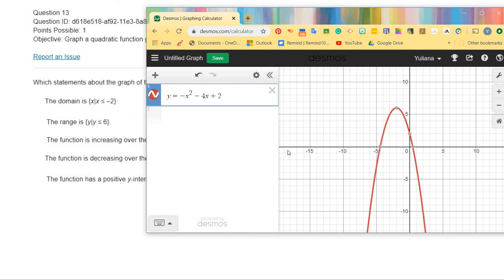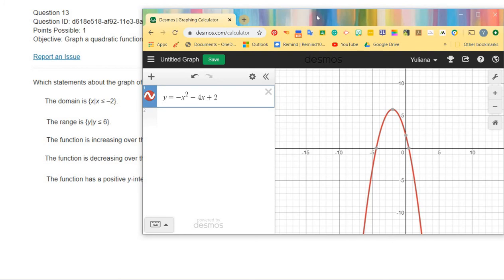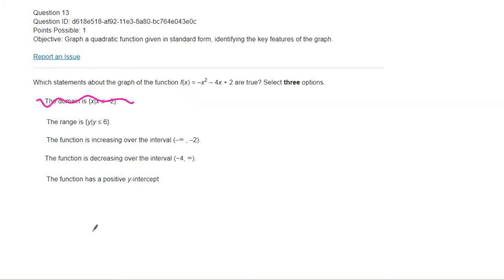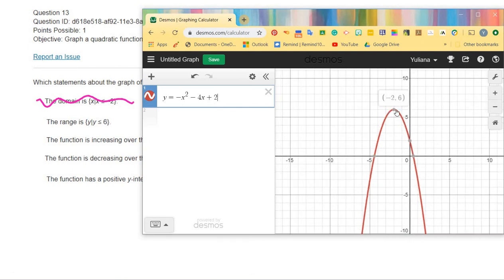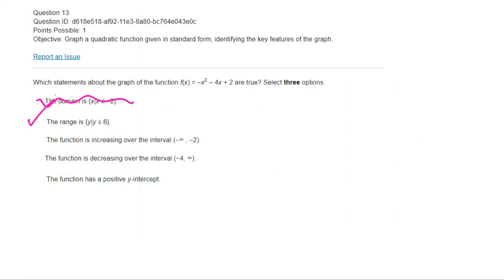But remember, unless it's a real world quadratic, the domain is always going to be all real numbers because it doesn't really have a stopping point left or right. Now the range, they're saying y has to be less than or equal to 6. So if I'm looking at this, notice that is true because the maximum is right here at 6. So the graph does not go above y equals 6.